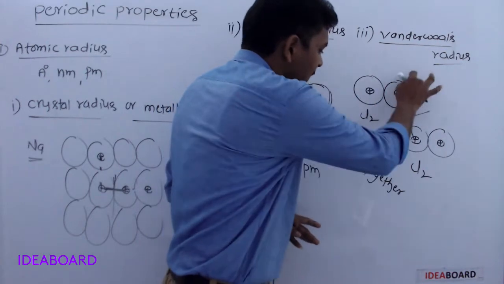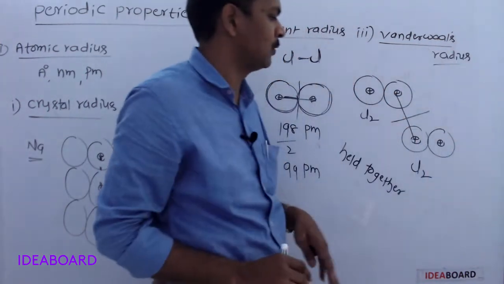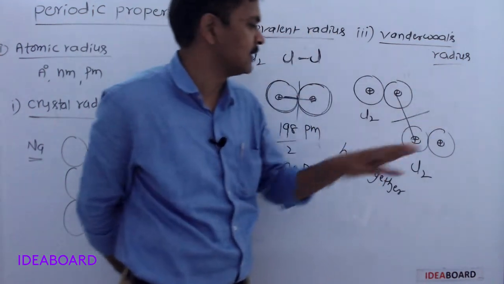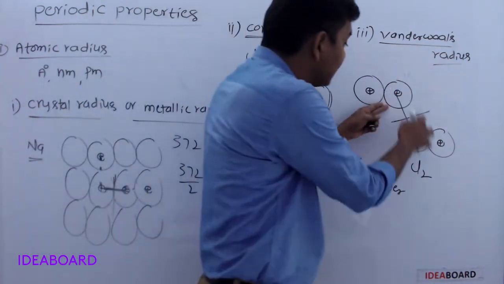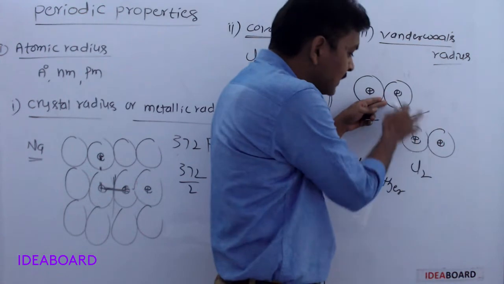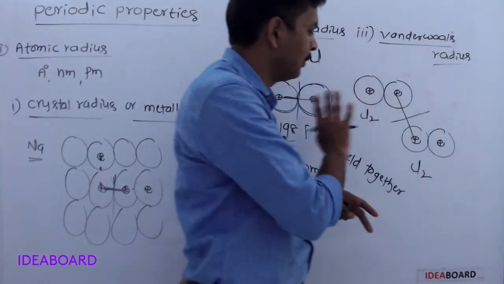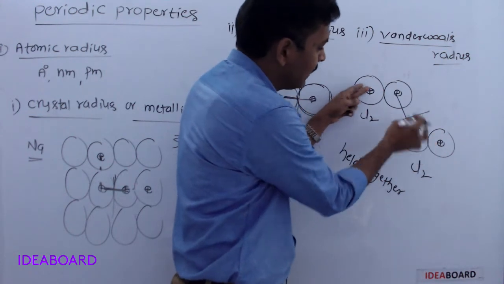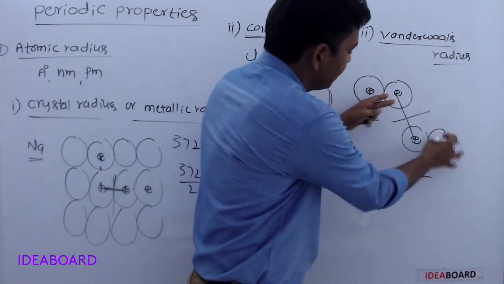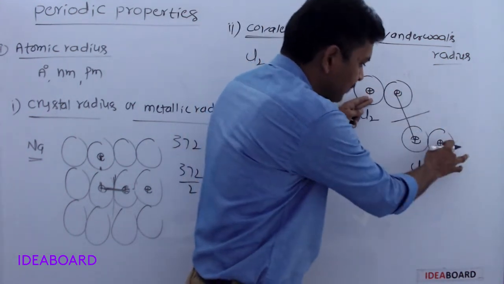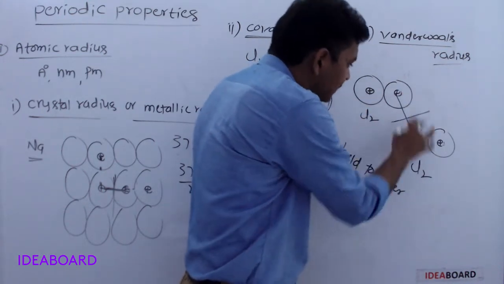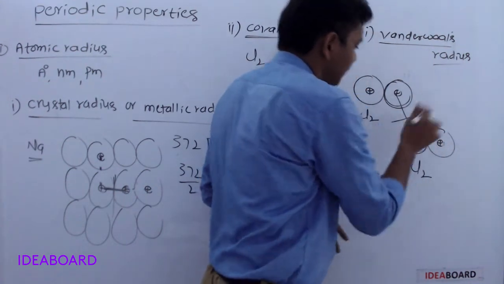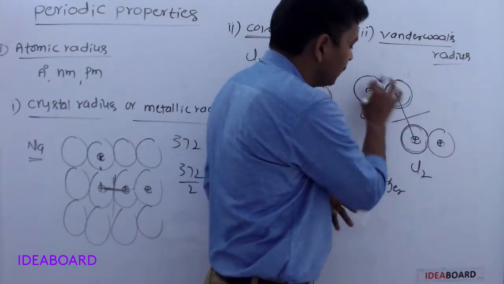This is one Cl2 molecule, this is another Cl2 molecule. Between these molecules, weak van der Waals forces of attraction are there. These are the adjacent atoms of these two molecules. We should not take this atom and this atom, or this atom and this atom. These two are the adjacent atoms of the two molecules.